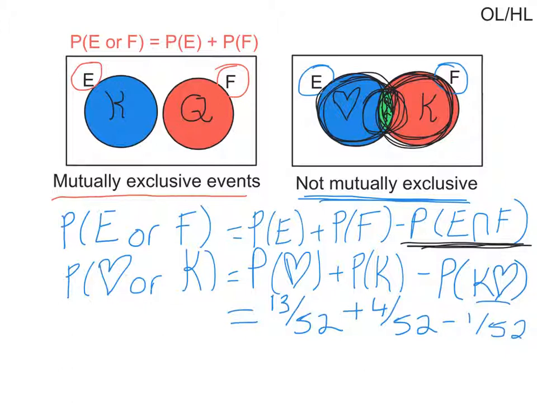Adding this up, 13 over 52 plus 4 over 52 is 17 over 52, minus 1 over 52 will give us 16 over 52, and simplifying that will go down to 4/13.